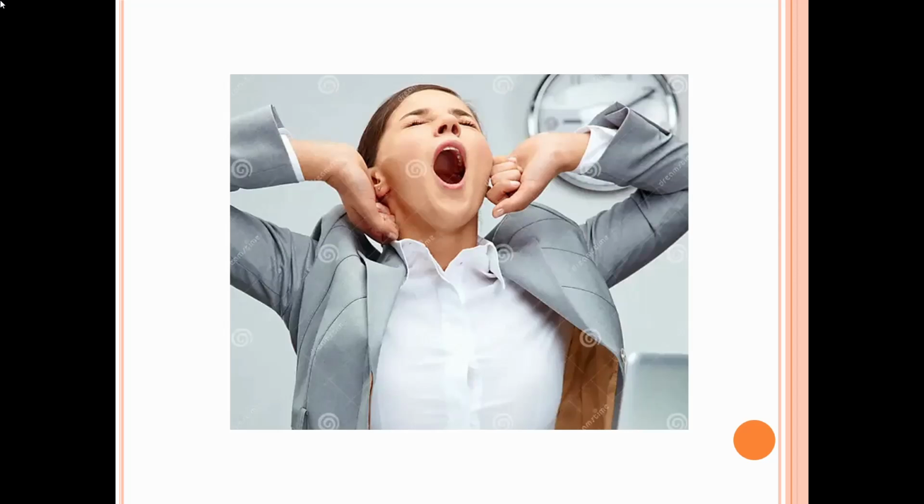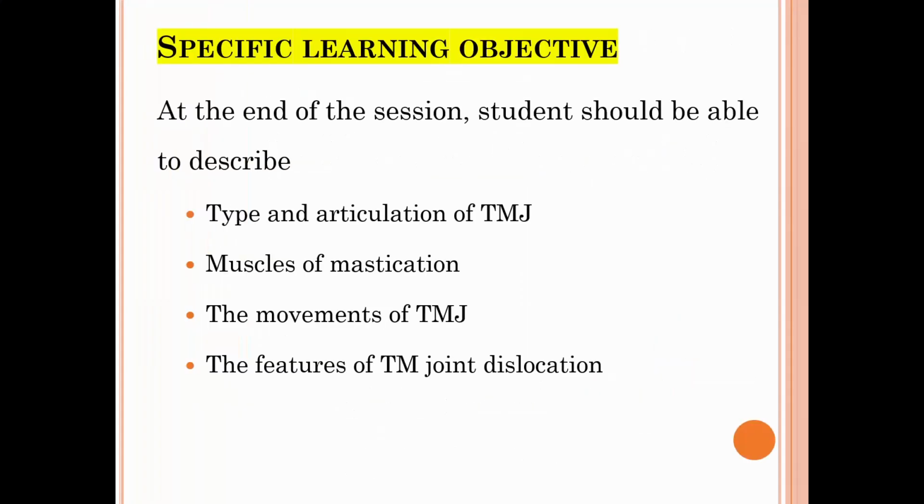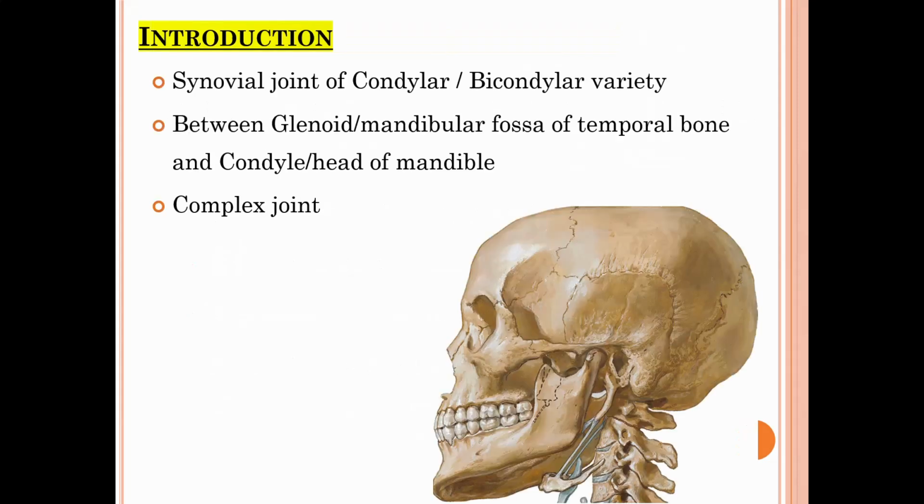The topic is temporomandibular joint. The SLOs of the topic are: at the end of the session you should be able to describe the type and articulation of the temporomandibular joint, how the muscles of mastication act on the joint, the movements at the temporomandibular joint, and what are the features of temporomandibular joint dislocation.